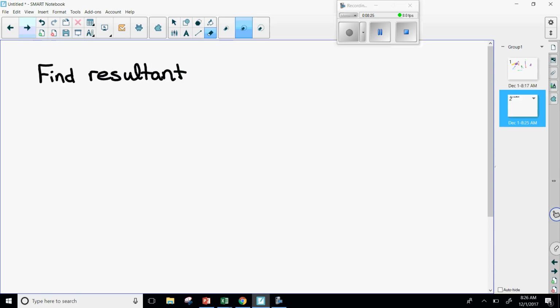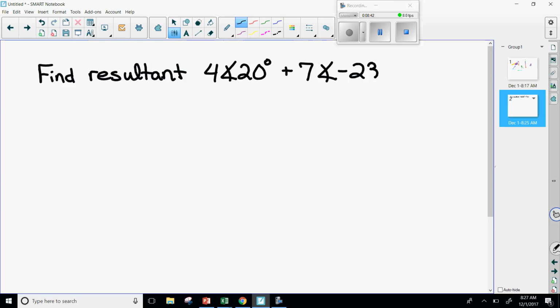Okay, so find the resultant of 4, a magnitude of 4 at an angle of 20 degrees. So I'm going to take that force and I'm going to add to it 7 at an angle measure of negative 230 degrees. First thing I like to do is just visualize where my forces are at. So first of all, I have this force of 4 at 20 degrees. It's going to be somewhere over here, right? Then I have a force of 7 at negative 230 degrees. Where's negative 230 degrees? The third quadrant.